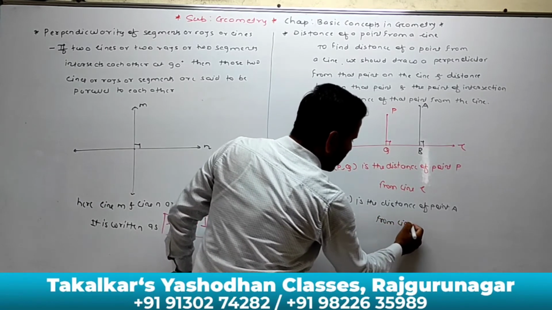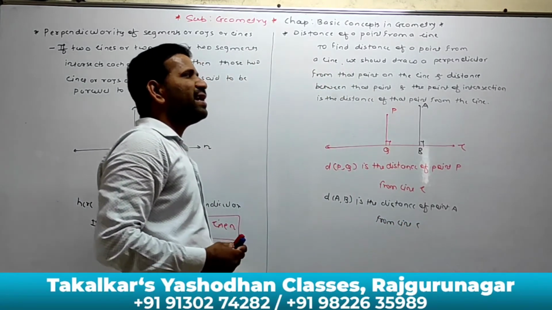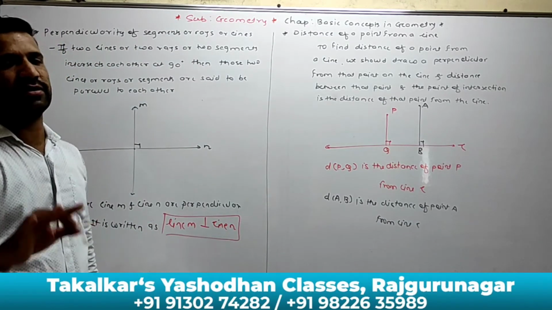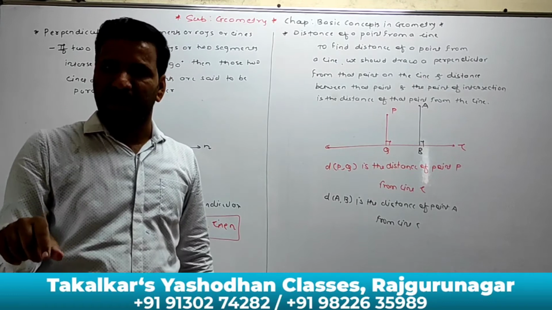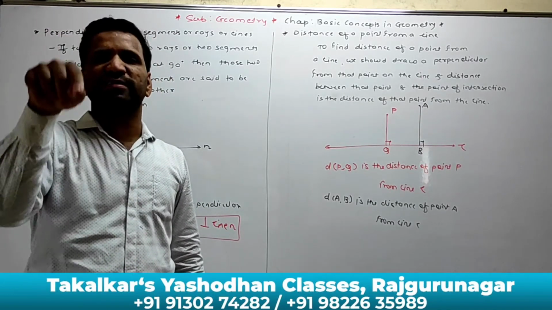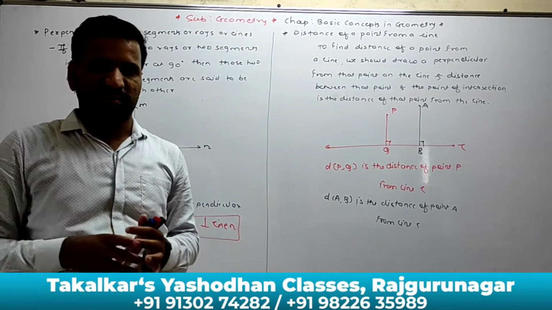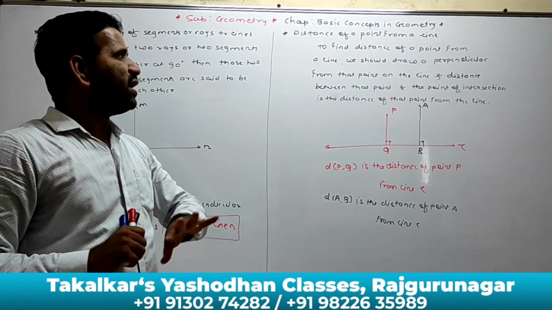सो तुम्हाला कोणत्याही लाईन पासून कोणत्याही पॉइंटचं डिस्टन्स फाइंड आउट करायचं असेल तर त्या पॉइंट मधनं लाईन वरती काय ड्रॉ करावं लागेल? परपेंडिक्युलर. आणि ते जे परपेंडिक्युलर डिस्टन्स आहे तेच असतं त्या पॉइंटचं लाईन पासून डिस्टन्स. इज इट क्लियर? सो पॉइंट सिंपल आहे.